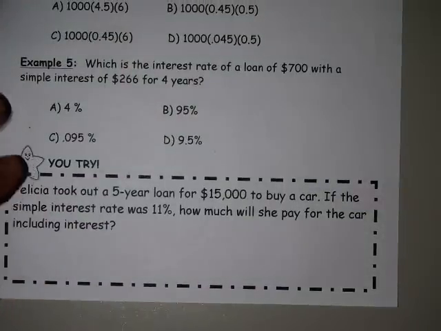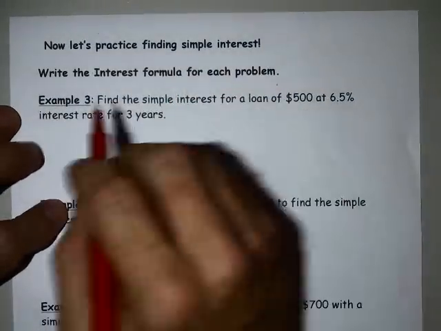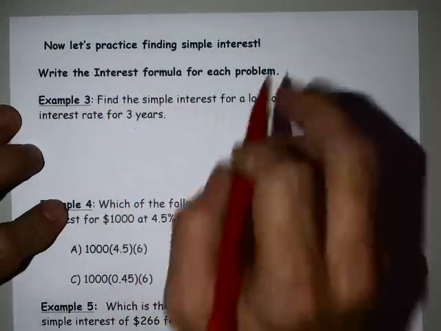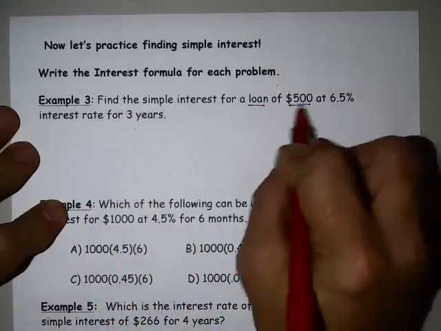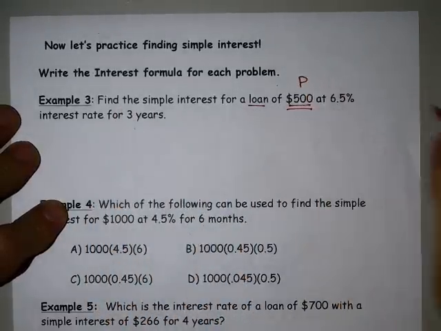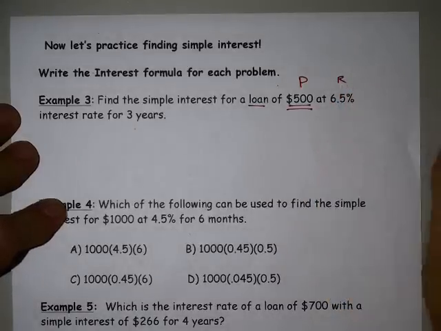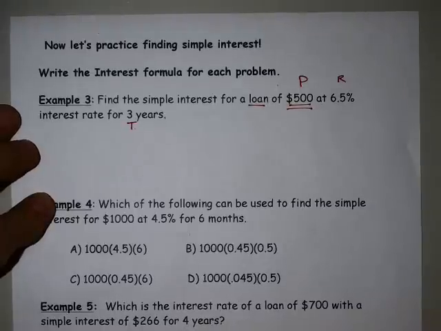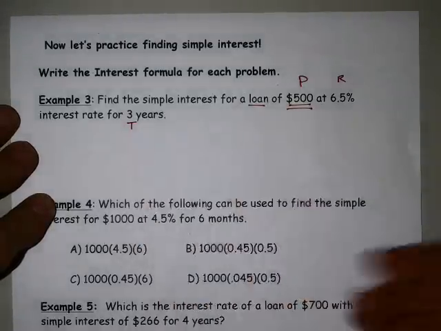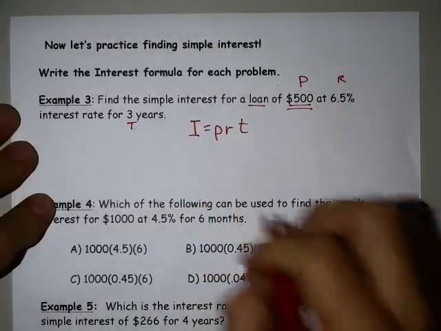Okay, next, let's actually do some problems here. We're going to write the interest formula for each problem. Find the simple interest for a loan of $500. Again, that's the principal, the money part of it. The 6.5% is our R, or our rate, and they make it pretty easy for us in this one by giving us the years, which is an exact number, so 3 years. So I write down my formula, PRT.